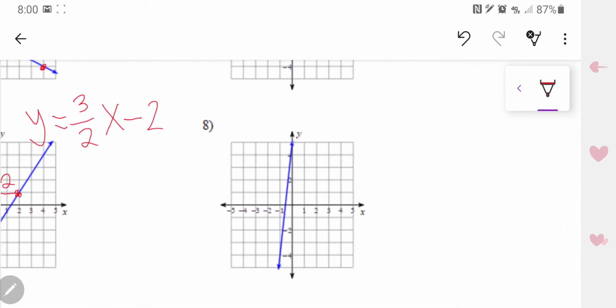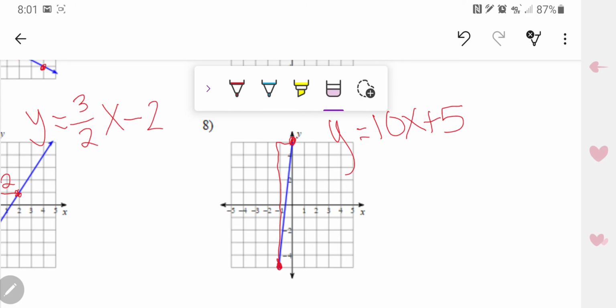Last one. This one's a tricky one. If you look, it's got this point right here. That's the y-intercept of 5. It's not close enough where that 4 is. And the next point is all the way down here. So 5 is our y-intercept. And our slope is actually 10 over 1. So you could put 10 over 1. When it's a whole number, you don't have to write the over 1, so I'm just going to put 10.